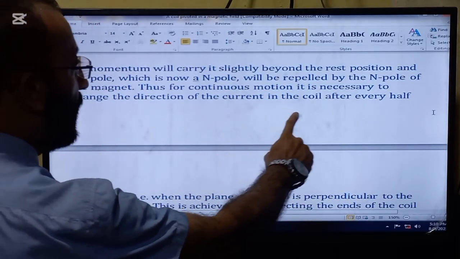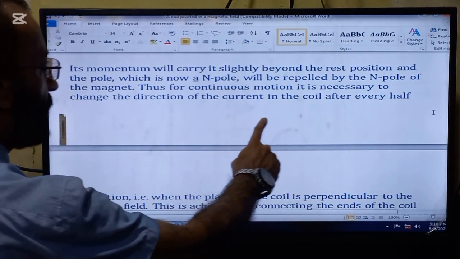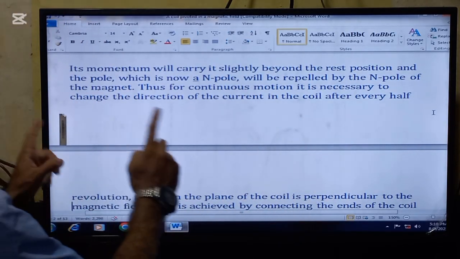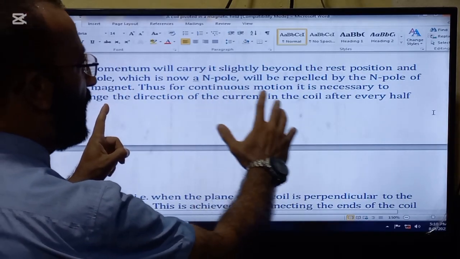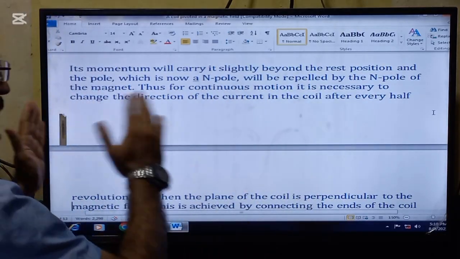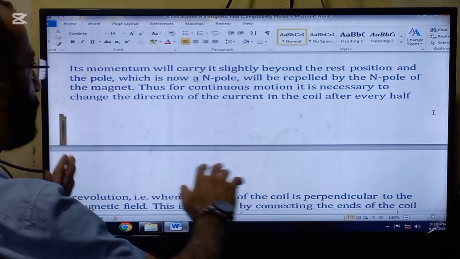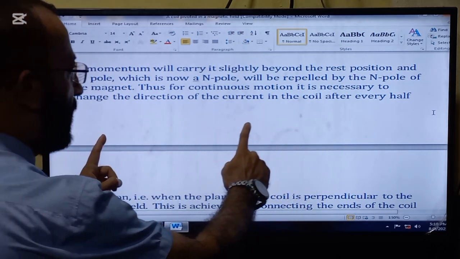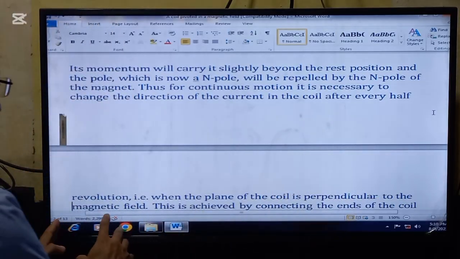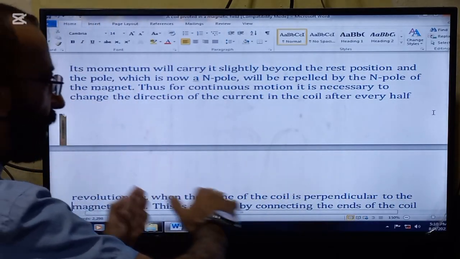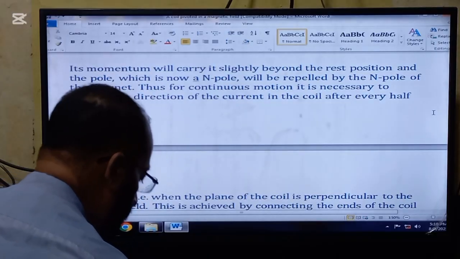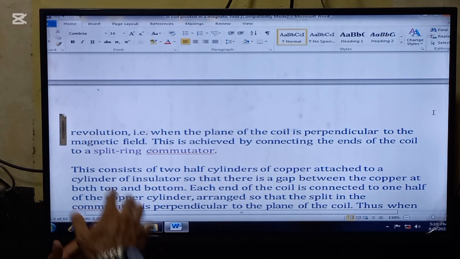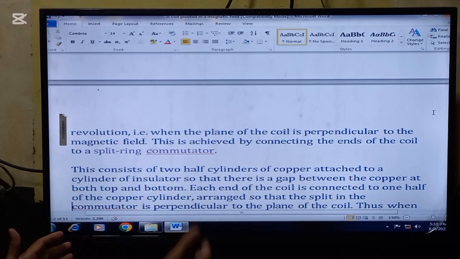Thus, for continuous motion, it is necessary to change the direction of the current in the coil after every half revolution. So the technique is, whenever the north pole of the coil will be against the north pole of the magnet, these two poles will repel each other. Thus, the continuous motion is necessary. So the change of the direction of the current in the coil after every half revolution, so when the other end will be opposite to the north pole of the magnet, it will continuously rotate.